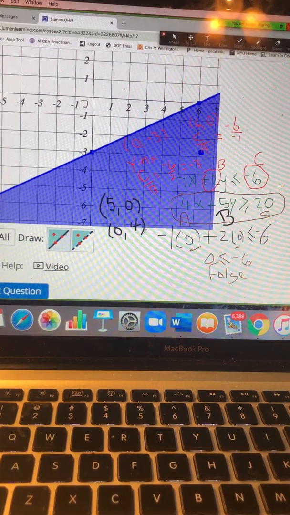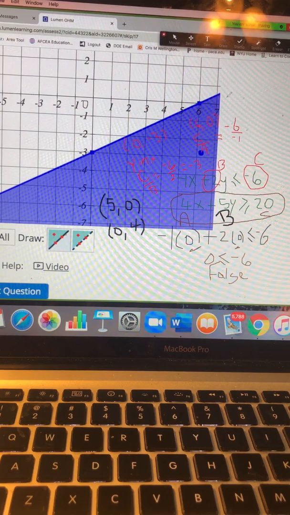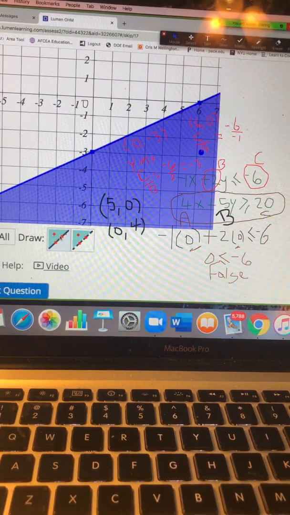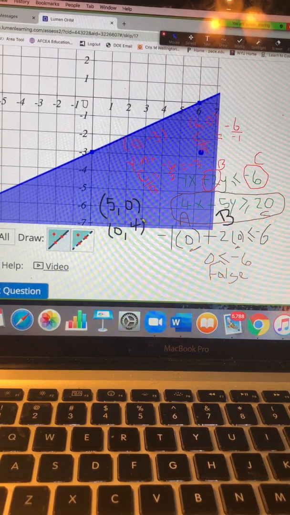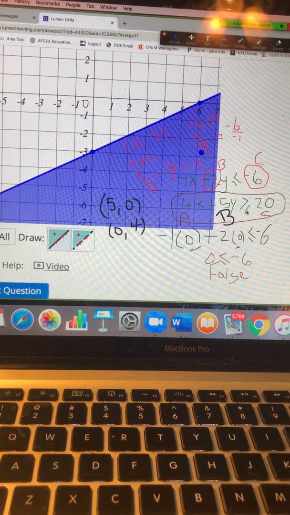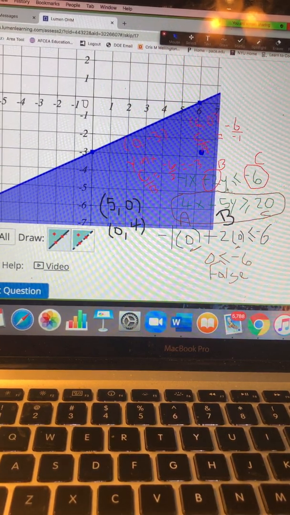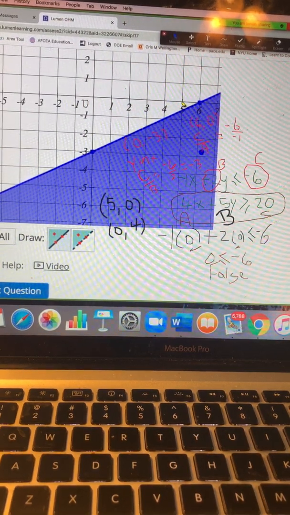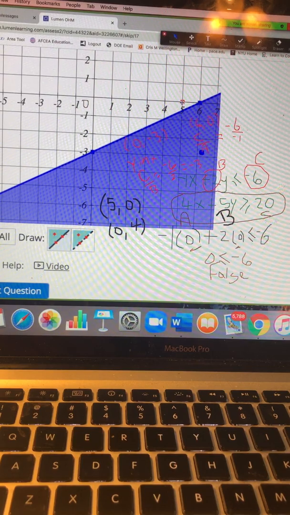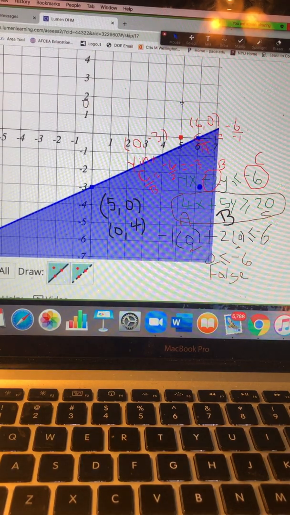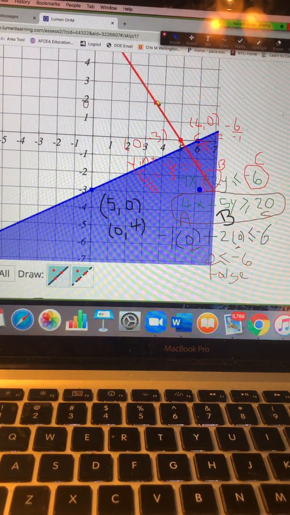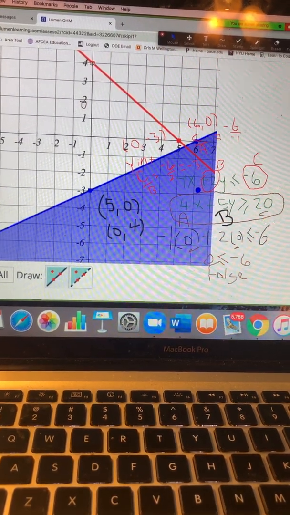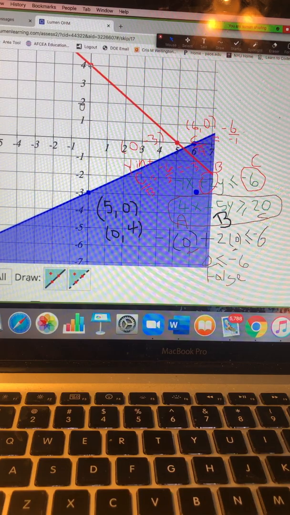All right, so there we have it. Now you can go ahead and plot. We need a solid line. Why? Because we have this inequality with the extra bar below the inequality symbol. So we look for the point 5, 0, which is here, and the point 0, 4, which is up here. And now we ask ourselves, is the origin in this particular region?